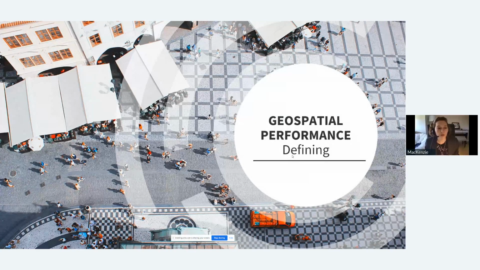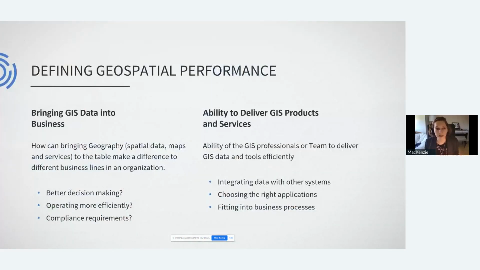So we took the angle of geospatial performance because we help people automate data processes, ultimately helping organizations improve their performance. But I wanted to start with, well, what does that mean? What does geospatial performance mean to an organization? I outlined it in two different themes, which I show as the two columns on this slide. So what does that mean?